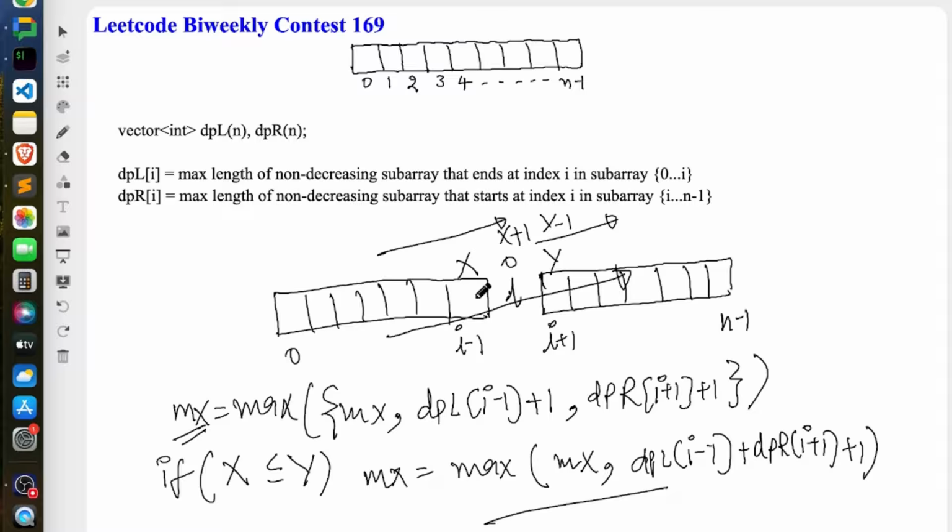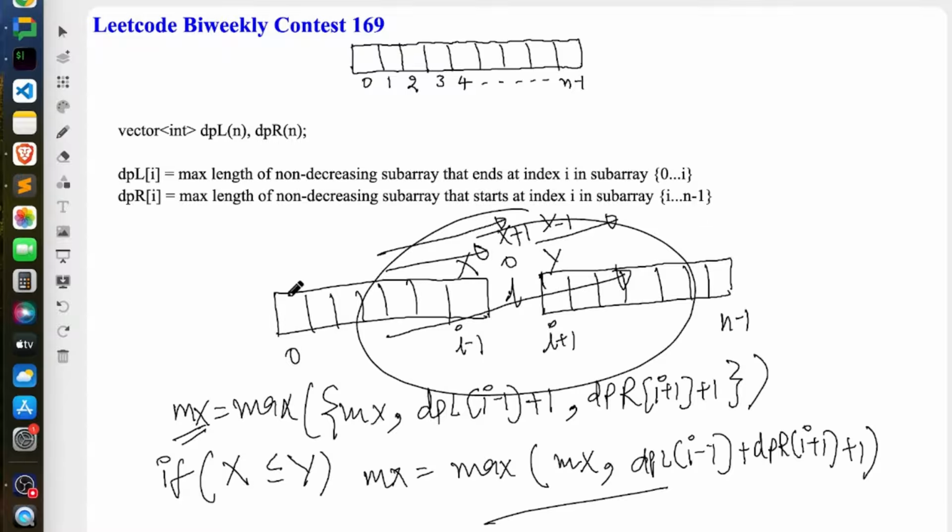See, what is dpl of I minus 1? It gives the maximum length of the non-decreasing subarray at the previous index, plus dpr, which gives the maximum length of the non-decreasing subarray at index I plus 1. Since x is less than or equal to y, we can easily make this complete subarray a maximum non-decreasing subarray, right? So just check if x is less than or equal to y. If that's true, just update your answer. Your max mx is going to be the maximum of mx, comma, this plus 1. I can make the complete subarray a maximum non-decreasing subarray, right?